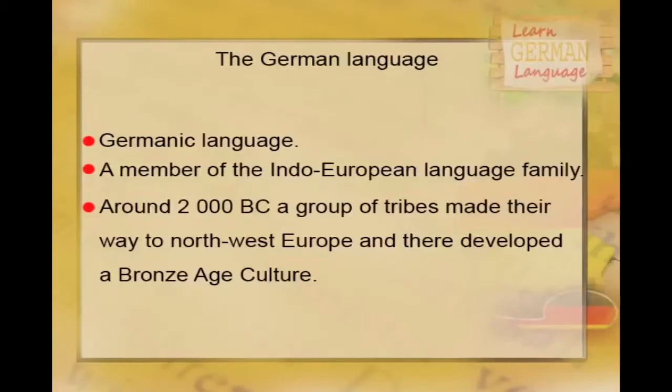So, as you can see, the German language existed such a long time ago and it has undergone a massive transformation in the course of time. Now, coming back to the German language, German is a Germanic language and it belongs to the family of Indo-European languages. At some time during the disintegration of the Indo-European community, which is a historical concept, a group of tribes made their way to Northwest Europe and they developed a Bronze Age culture probably around 2000 BC. Now, that is a lot of history.